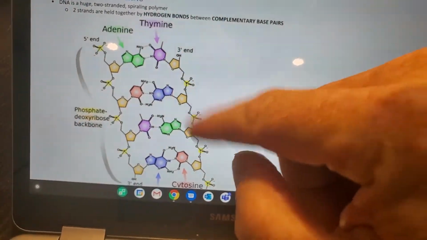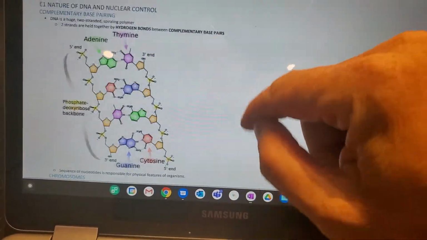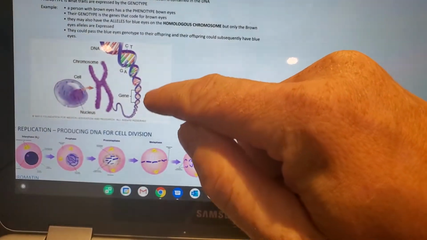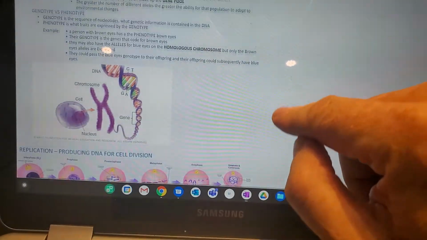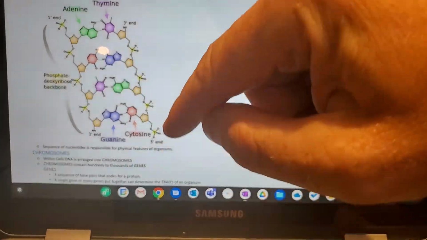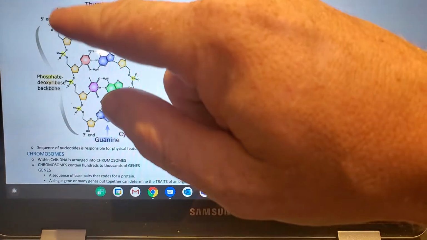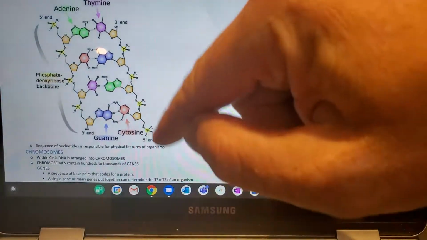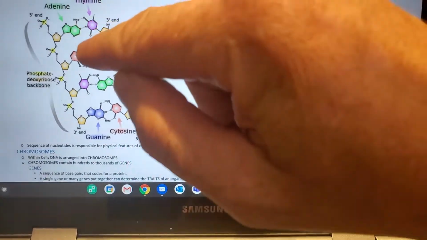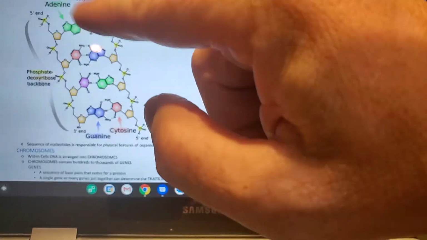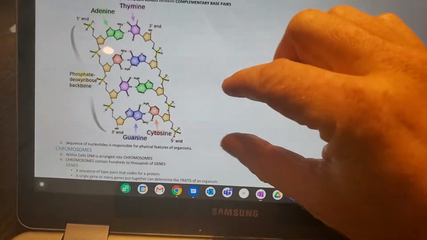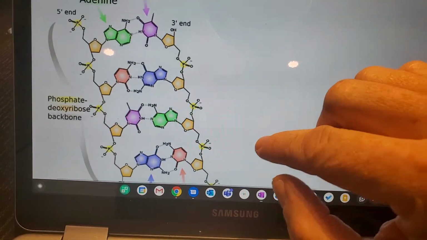So DNA, remember, is a big long strand. There it is, a big long DNA strand. It's a double helix. Basically it's two backbones going one way and the other, linked across by these complementary base pairs. Let's talk about this structure more in detail.